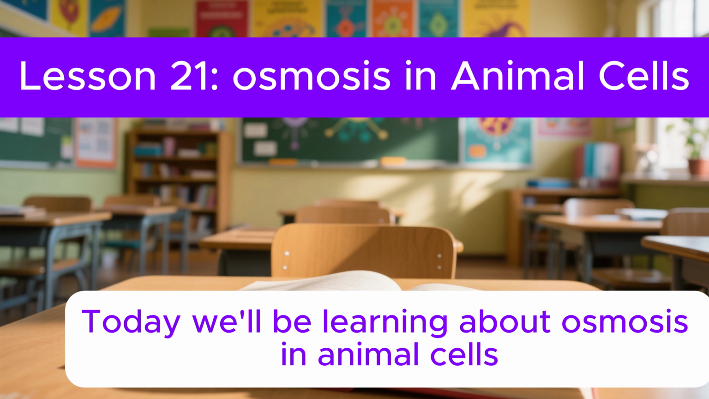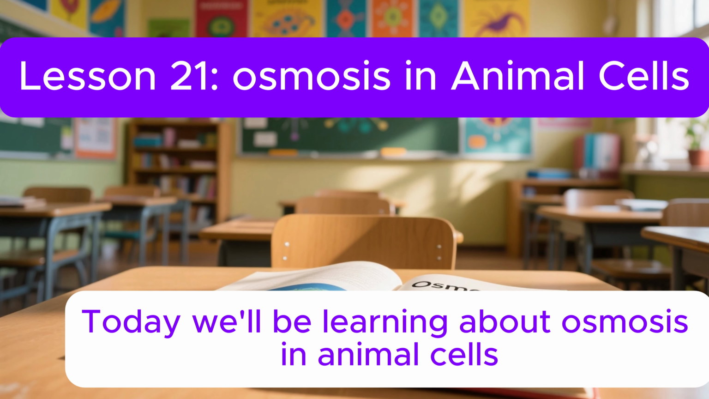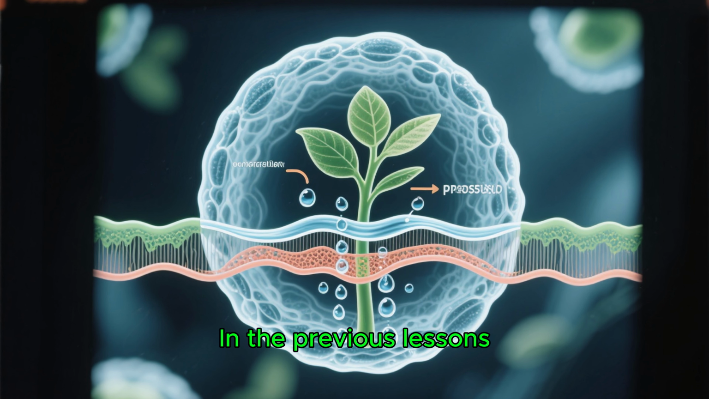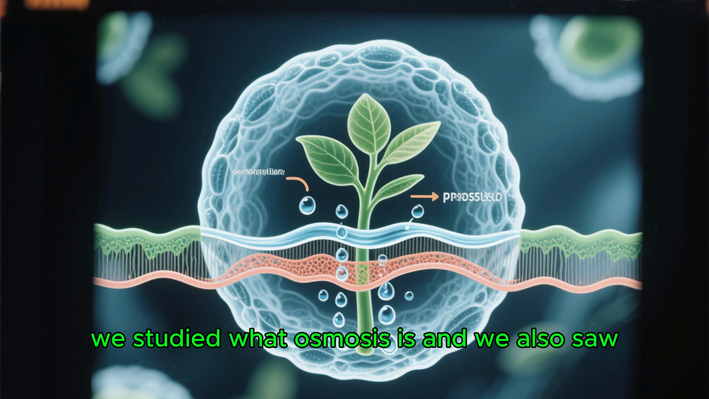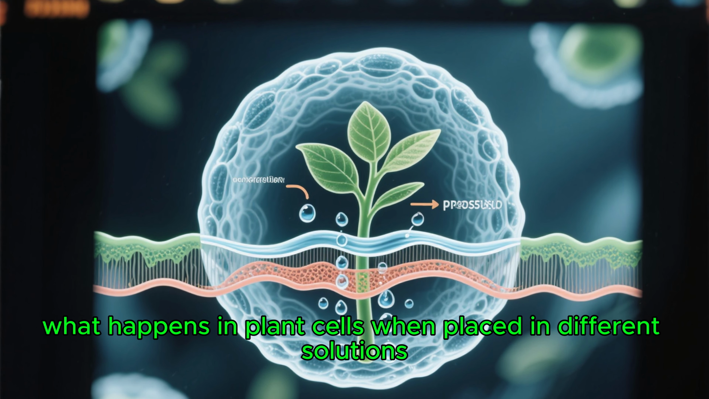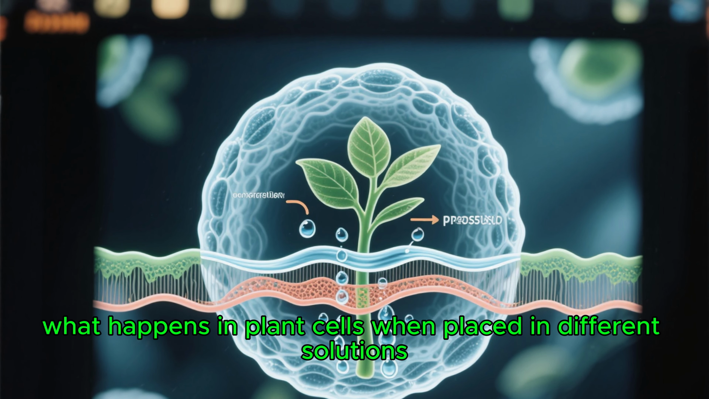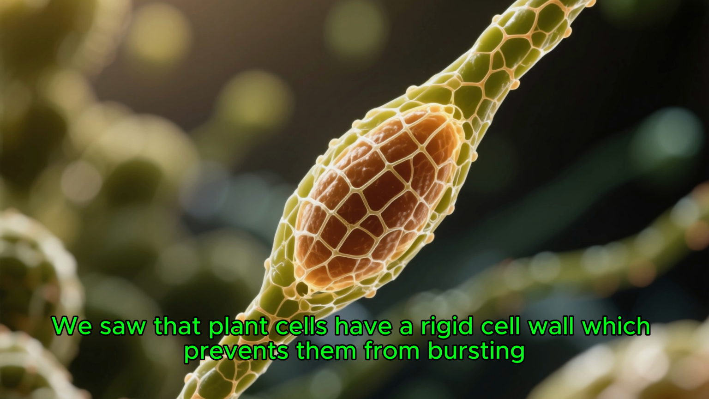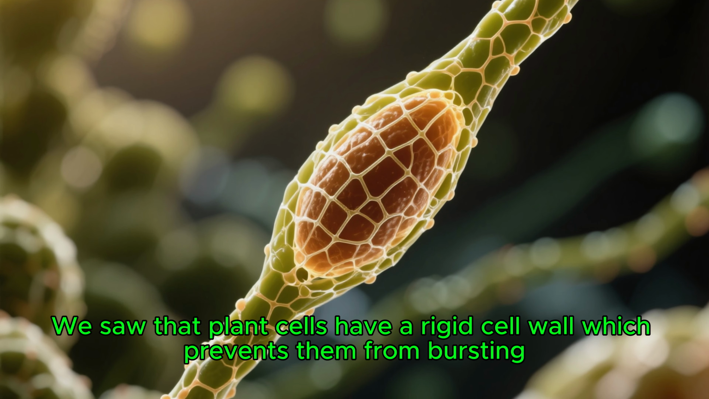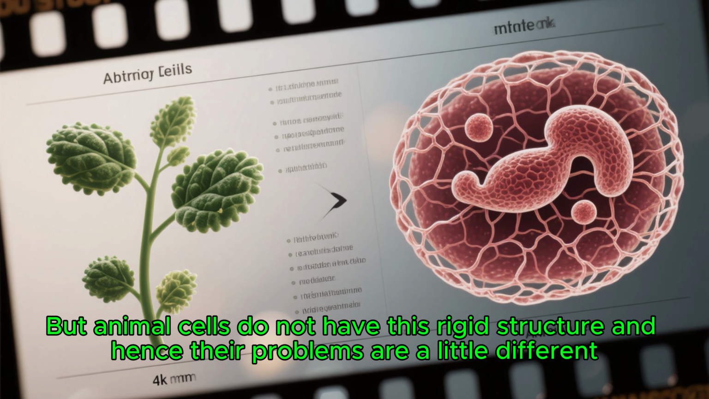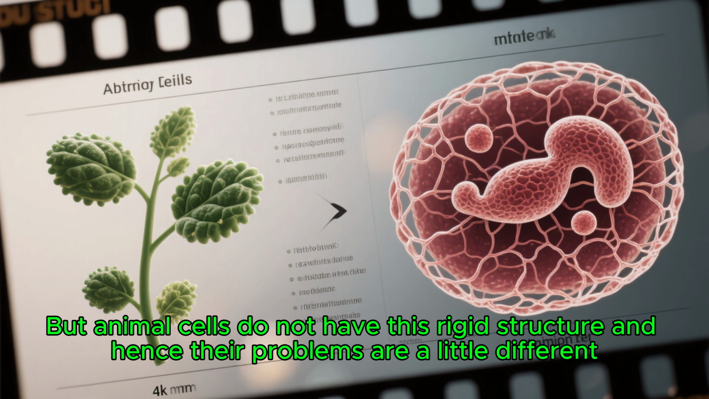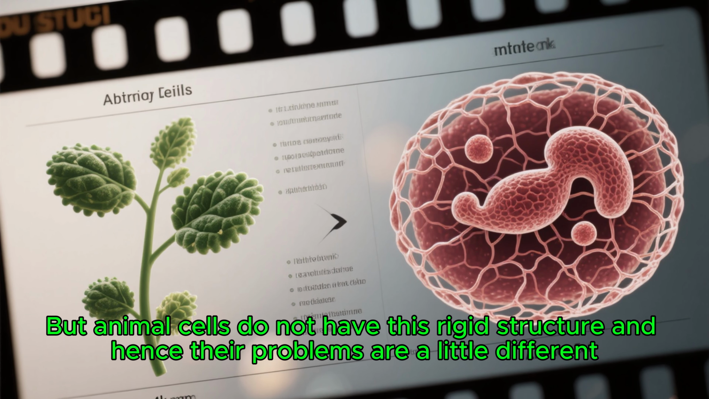Today we'll be learning about osmosis in animal cells. In the previous lessons, we studied what osmosis is, and we also saw what happens in plant cells when placed in different solutions. We saw that plant cells have a rigid cell wall which prevents them from bursting. But animal cells do not have this rigid structure, and hence their problems are a little different.